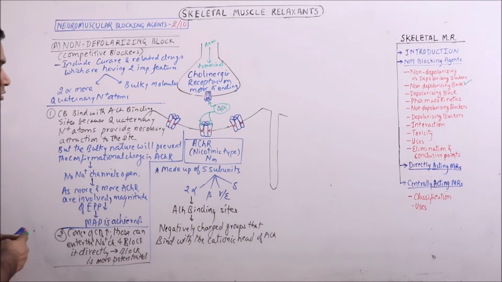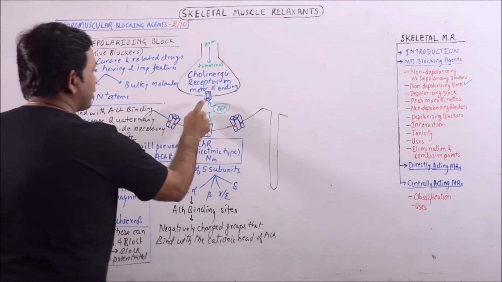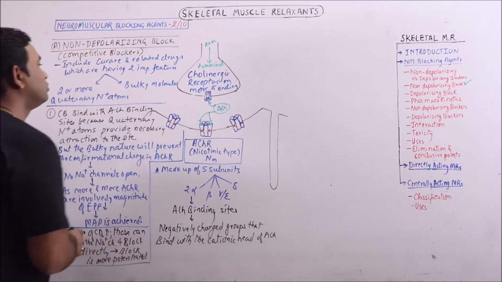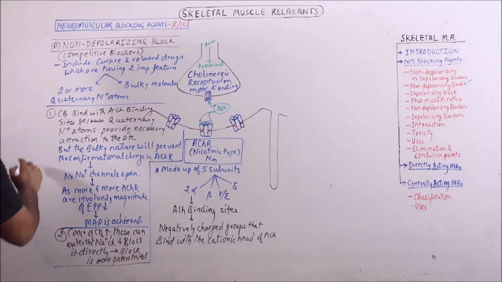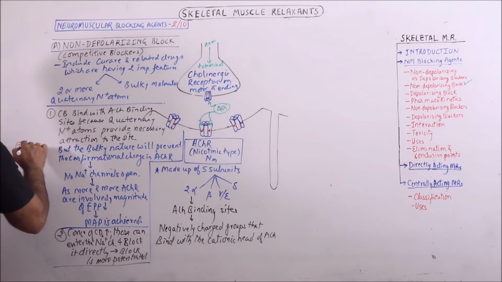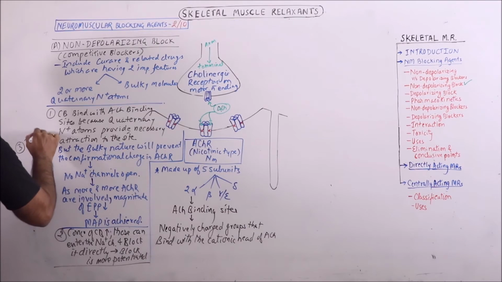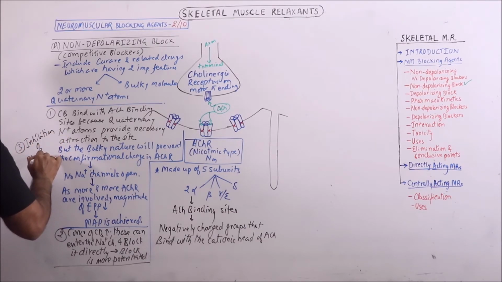And the third mechanism is that it will also prevent the binding of ACh to the cholinergic receptors on the pre-junctional area. So third one is inhibition of binding of acetylcholine to pre-junctional receptors.